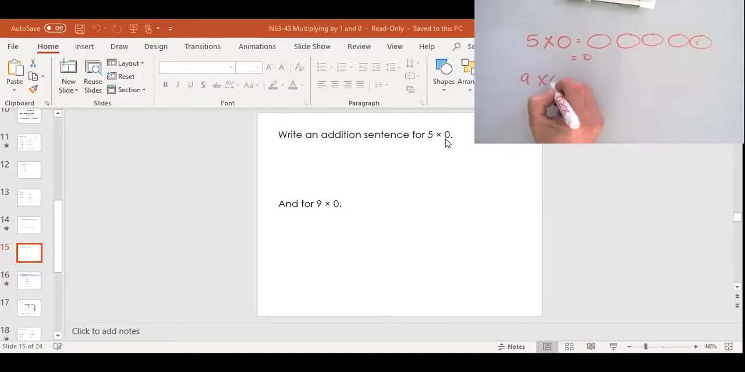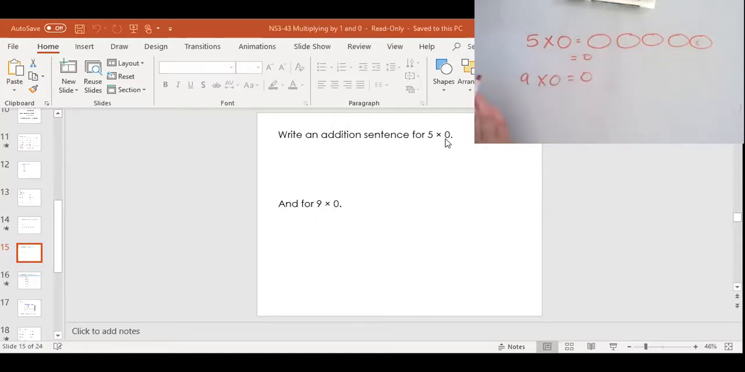9 groups of nothing equals nothing. 0 is nothing. If I have a group of $0, I don't have any dollars. If I have a bowl and I have 0 fruit in it, I have 0 fruit. I could have 50 fruit bowls and have 0 fruit in all of them, and I have no fruit. So anything times 0 is 0. That's all you need to know for that. Anything times 0 is 0. Any groups of 0, you have 0.